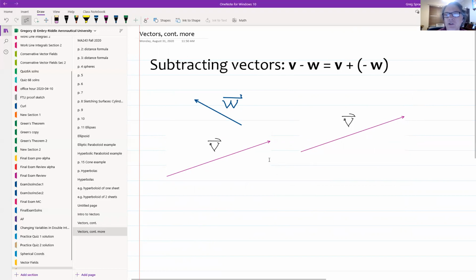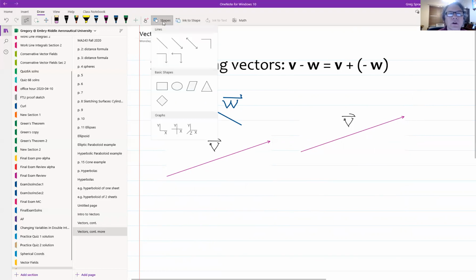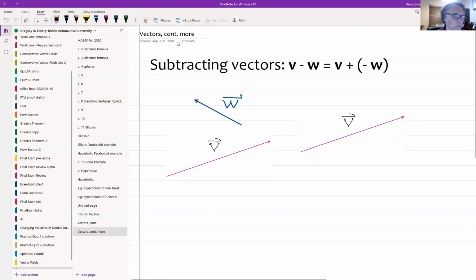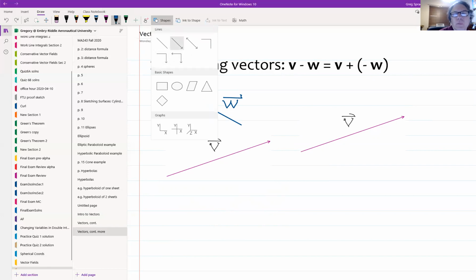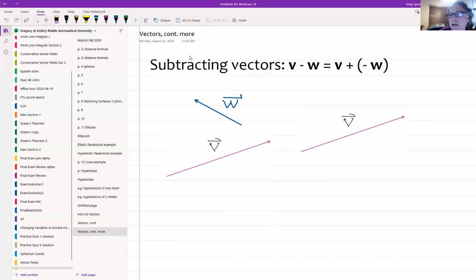Okay, now I draw negative w, starting at the tip of v. I just got to, oops, let's make it the same color. I've got to eyeball it, try to make it go in the exact opposite direction as w. Probably should have used a grid rather than lines.